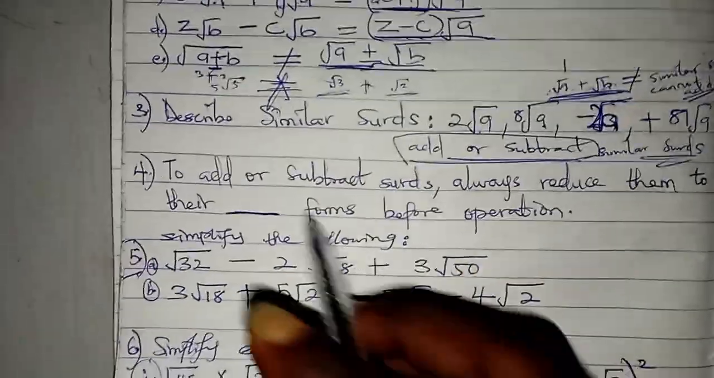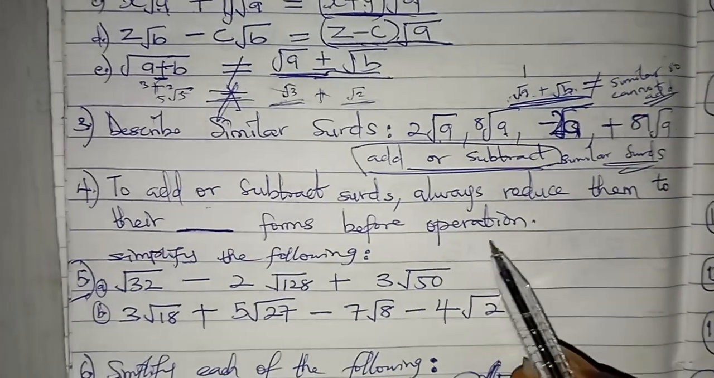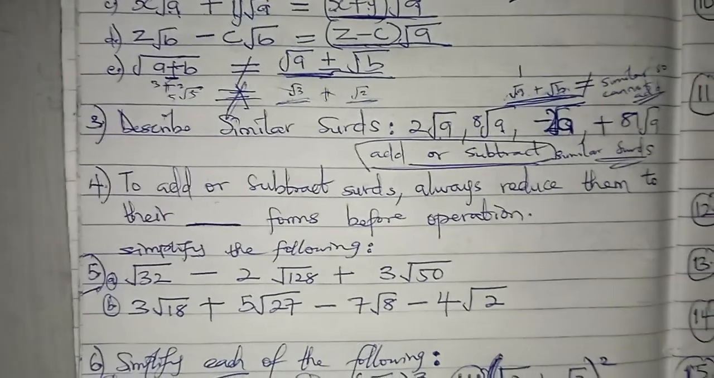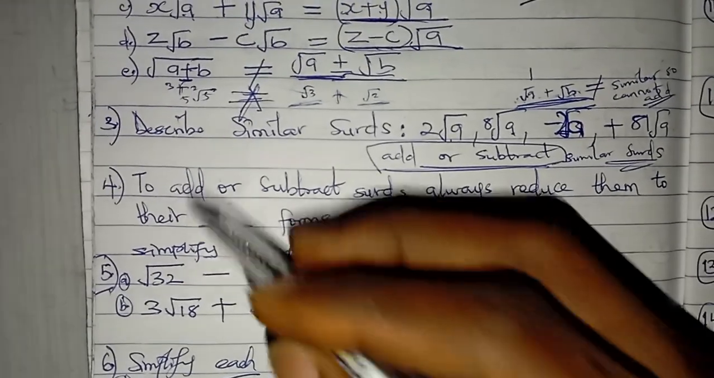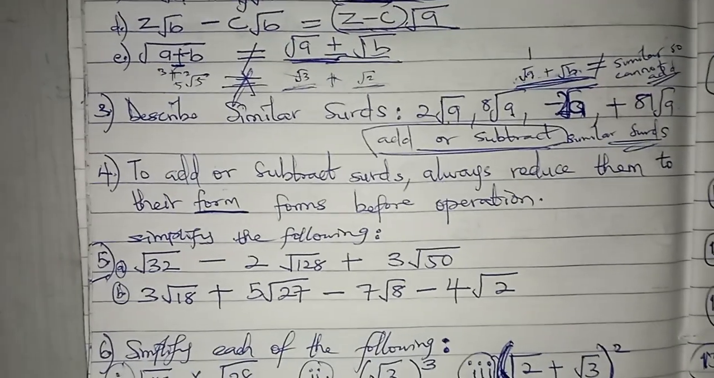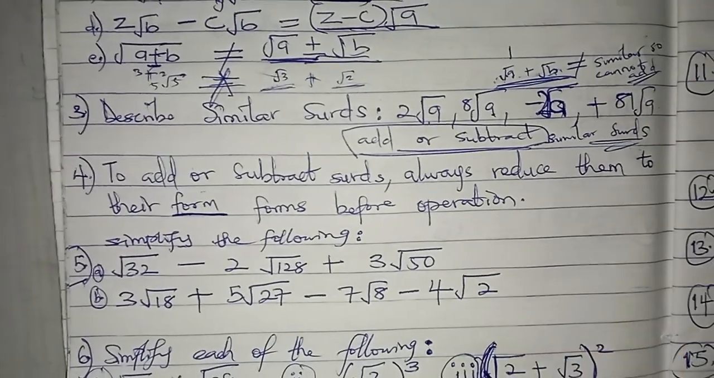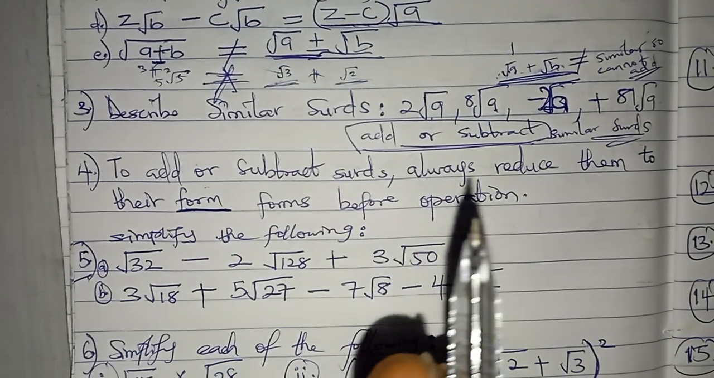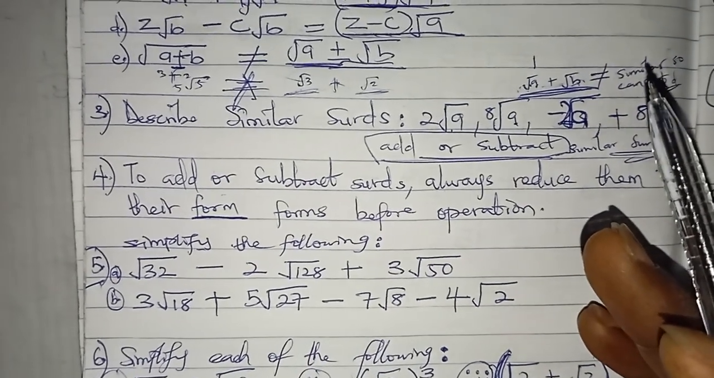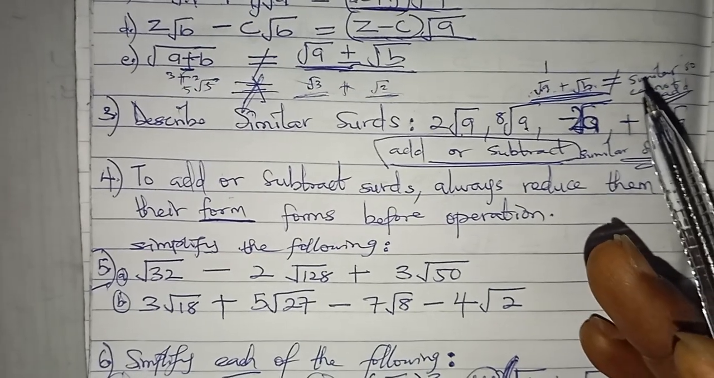Now, the next question said, to add or subtract surds. So this is something you need to note. Anytime I want to add or subtract surds, for me to be sure of what I'm doing, I need to reduce them to their basic form. Basic form is simply to make sure that anything that is a perfect square gives you the number that it is the square of, that is, its square root.